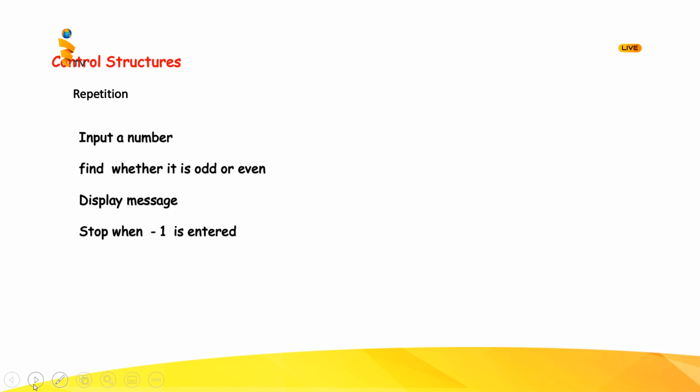I will give so many numbers, I will input one number and ask the computer whether it is odd or even. Then I will enter another number, it will do the same. But when I enter -1, stop it. So in repetition structures, we have to remember, we have to have input, process, output, and also we have to tell when to stop, when to terminate.